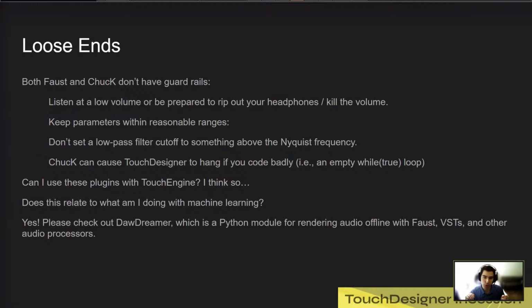You can use this Python library to interact with that VST, save out all of the audio files, and then you can use those files within Faust and Chuck inside TouchDesigner. And so that can be an interesting workflow and a way to optimize your system, because you won't be using a VST to compute something on the fly. Instead, you've pre-computed the output of that VST, saved it to a WAV file, and then you're simply playing back the WAV file. So that's the optimization with DawDreamer.